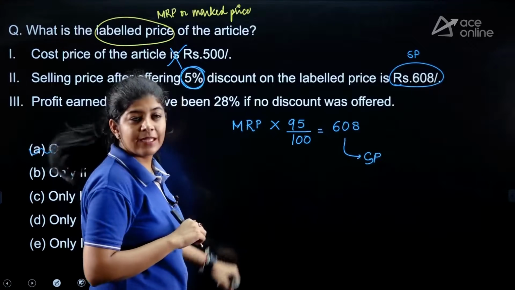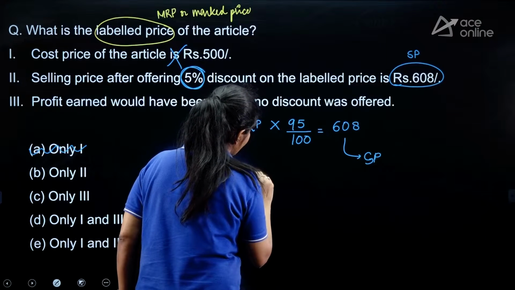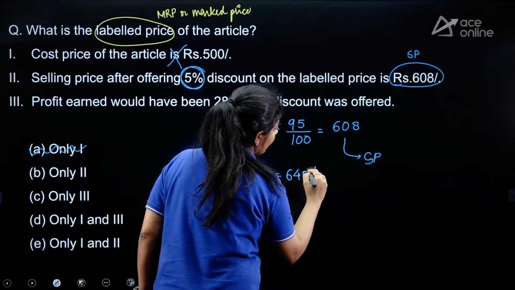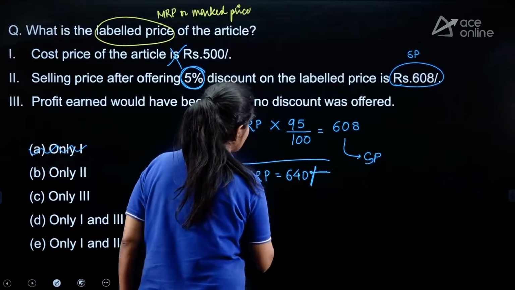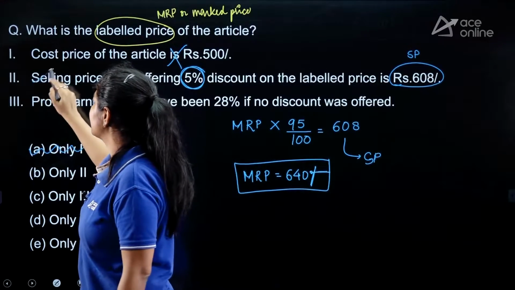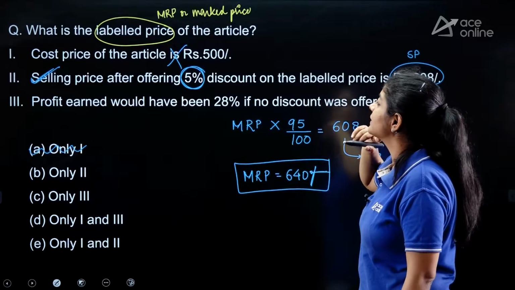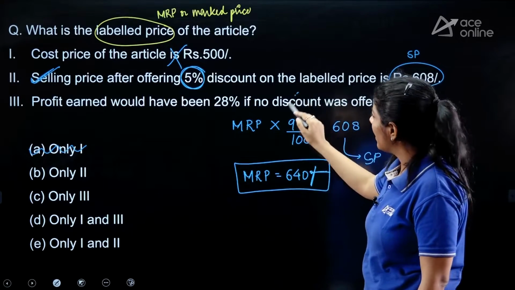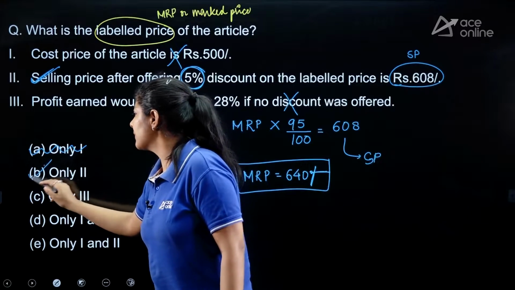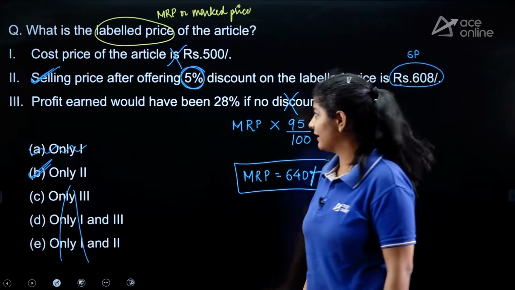So are we able to define the MRP over here? Yes. If we start cancelling it out over here, we get our MRP as 640 rupees. So with the help of the second statement, we can easily get the answer. Third, profit earned would be 28% if no discount was offered. Again, with the help of this one, we need the cost price and we are not having it. So option number B is the correct one. It's quite easy, right? Next.